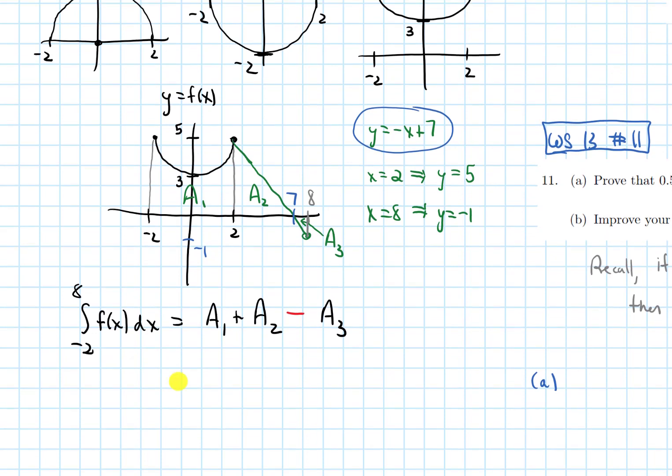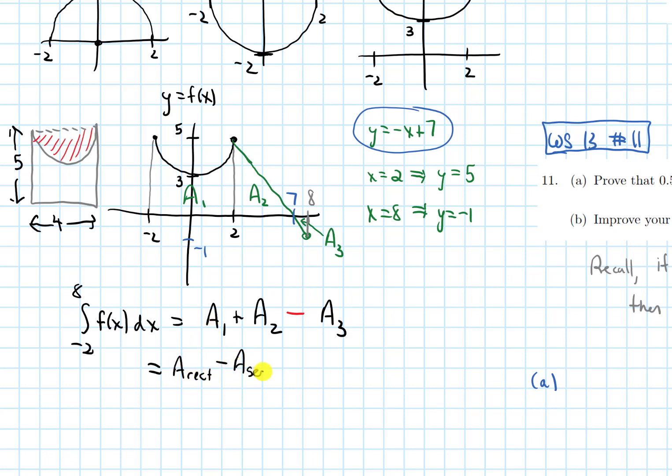Okay, let's do A1 first. If I focus on that region, it looks something like this. And if I draw another line here, I notice that this is just a big rectangle with a height of 5. The base is 4, because it goes from -2 to +2. And I'm subtracting away this semicircle. So for area 1, we have to do the area of that rectangle minus the area of the semicircle.